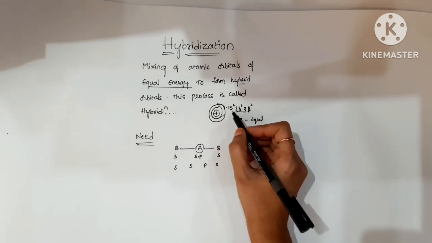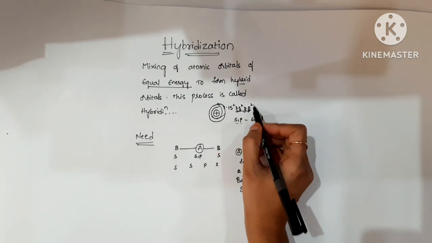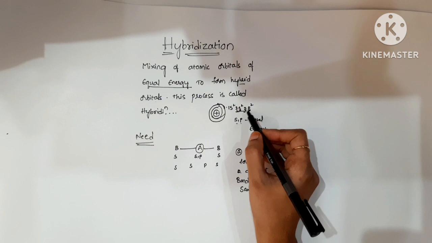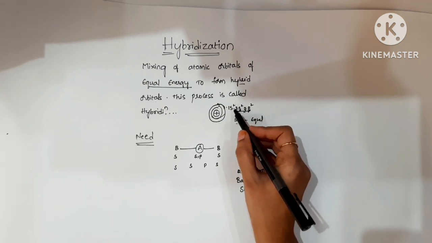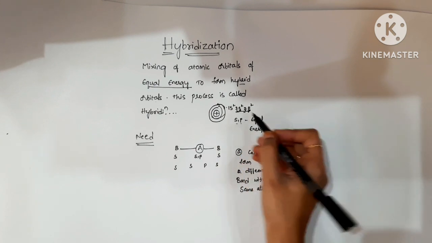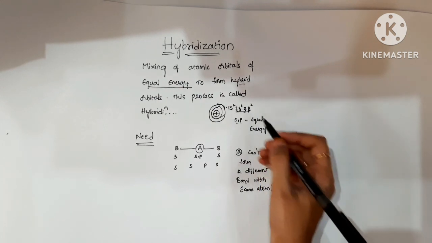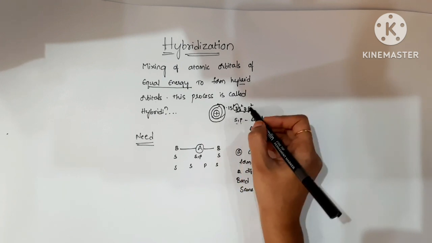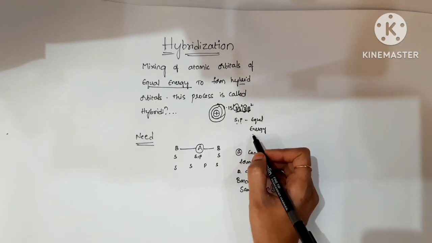Mixing of atomic orbitals of equal energy means, take an atom. In this atom, 1s2, 2s2, 2p2 orbitals are there. This is the electronic configuration of this atom, right? Here s and p orbitals are present in the same energy level, that is 2. Why? Because these two orbitals are present in the same energy level 2. That's why s and p orbitals have equal energy.